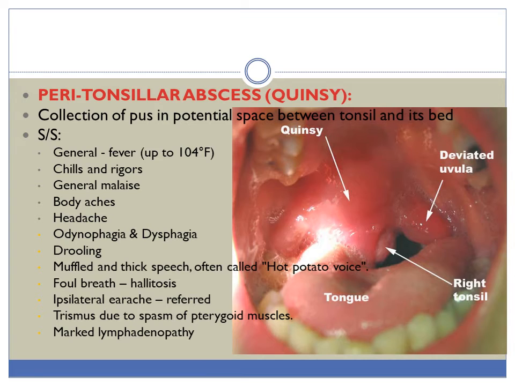The patient will have bad mouth odor. There will be ipsilateral earache. There will be trismus due to edema and spasm of the pterygoid muscles. And on neck examination, you will appreciate gross lymphadenopathy.